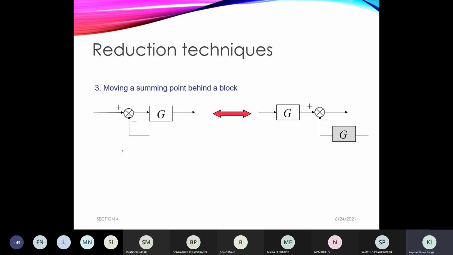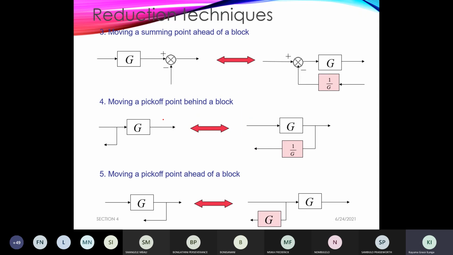So this is how you can move a summing point. When you have a summing point here and you want to move it to another place, this is how you can move it. You add another one, so that if you put it back, it's going to subtract. It gives you the same thing here. So these are simple transformations. This is how you can move the summing point ahead.